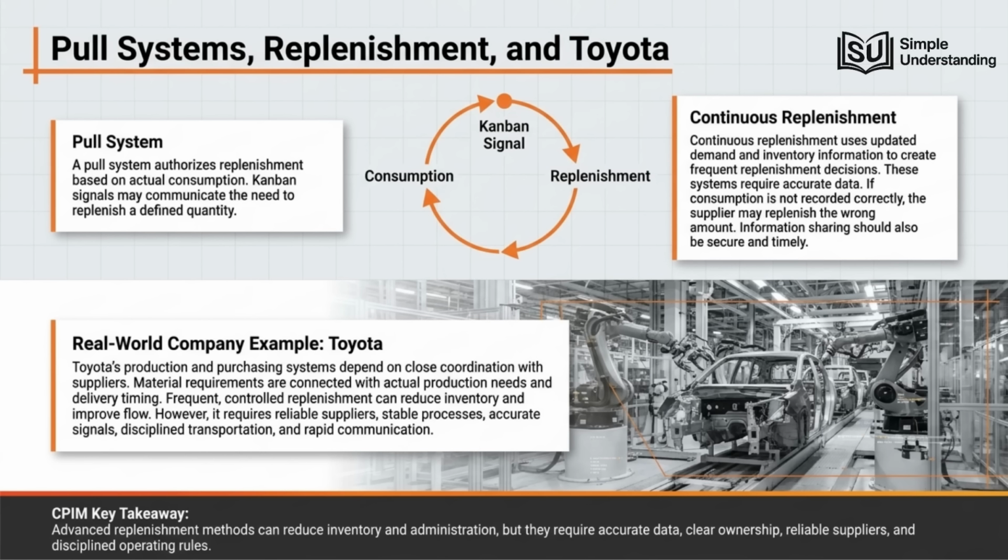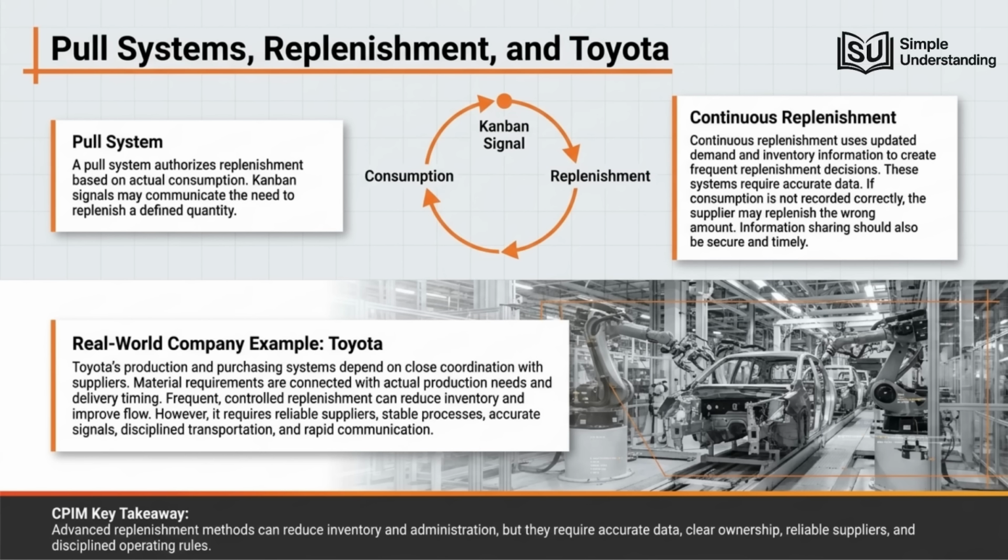Continuous replenishment. Continuous replenishment uses updated demand and inventory information to create frequent replenishment decisions. These systems require accurate data. If consumption is not recorded correctly, the supplier may replenish the wrong amount. Information sharing should also be secure and timely.